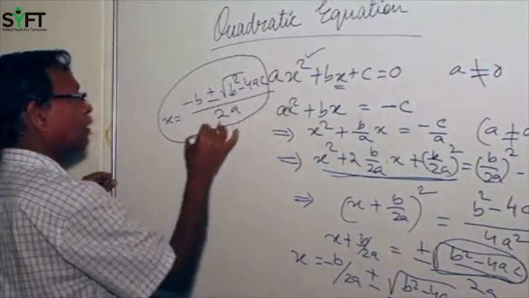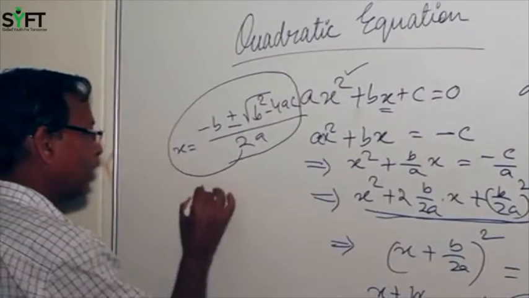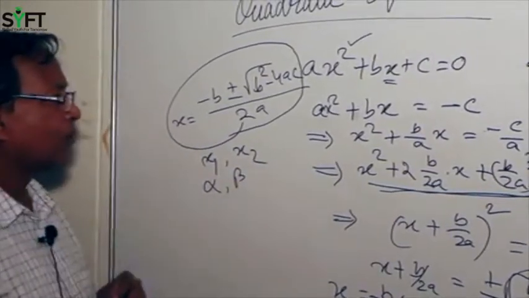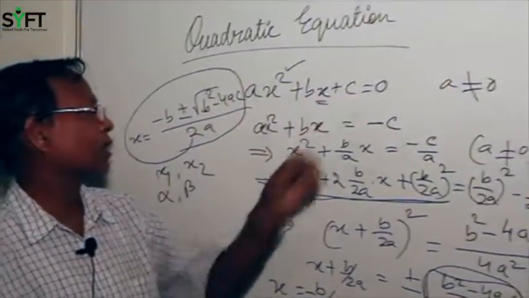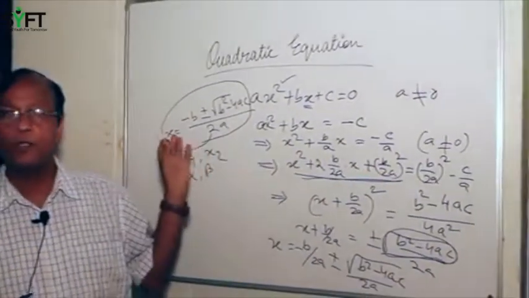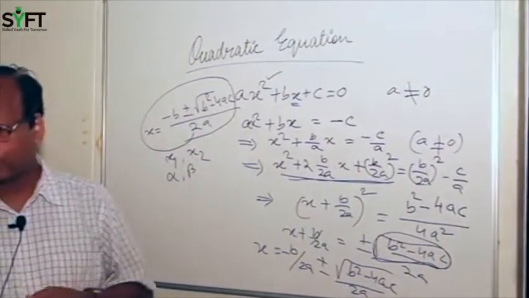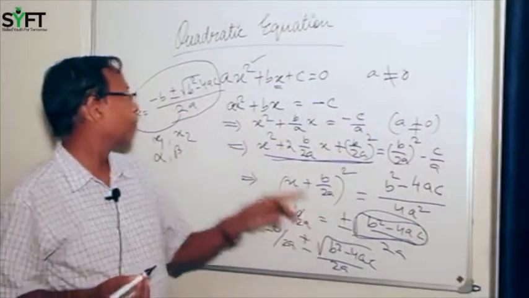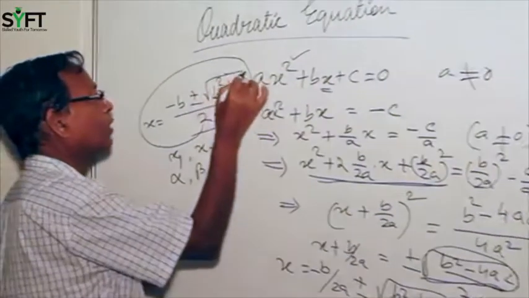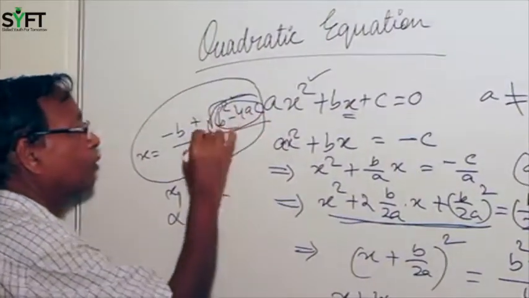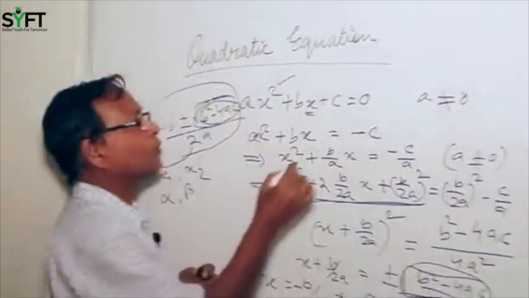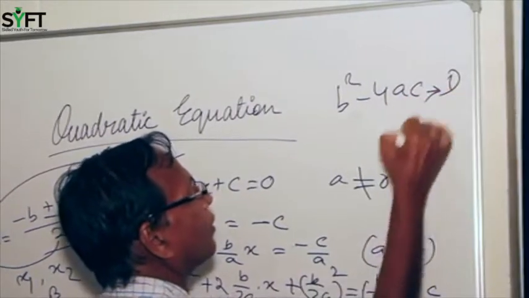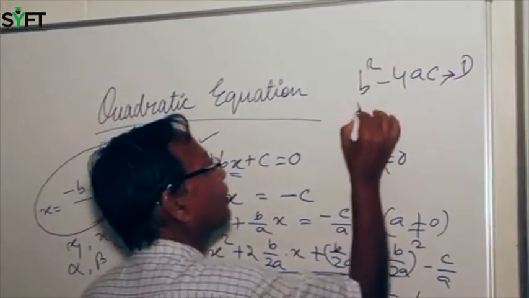For plus 1, for minus 1, so it has two roots, x1, x2 say or alpha, beta say. So we can solve this equation ax square plus bx plus c is equal to 0 and we could get two roots. But the important thing in this quadratic equation, here we mark b square minus 4ac within the root. b square minus 4ac is called the discriminant, D.